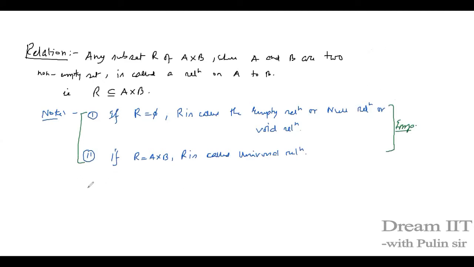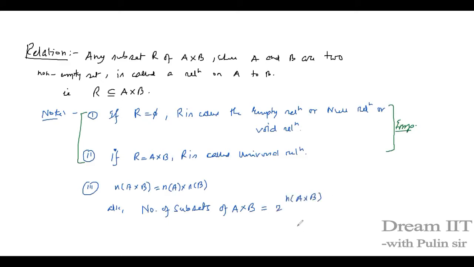Now next, note number 3, I'll include here. See, the number of elements in A cross B is the number of elements in A into the number of elements in B. This already we got. Also, the number of subsets of A cross B, what will it be? It is 2 to the power n of A cross B. So that I can write as 2 to the power n of A into n of B. So as we have said that any subset R of A cross B is called a relation on A to B.